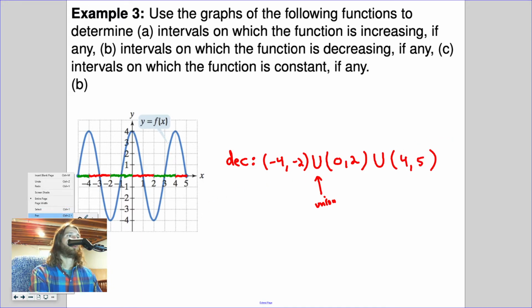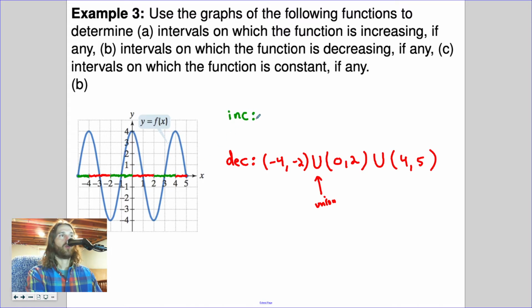All right, and then in green, let's do our increasing intervals. Where are we increasing? We're increasing from -5 to -4, from -2 to 0, and from 2 to 4.